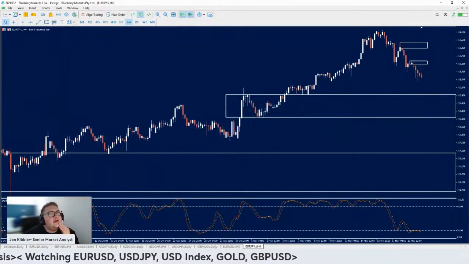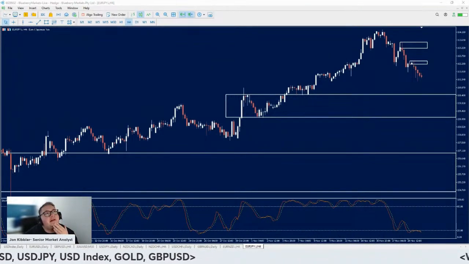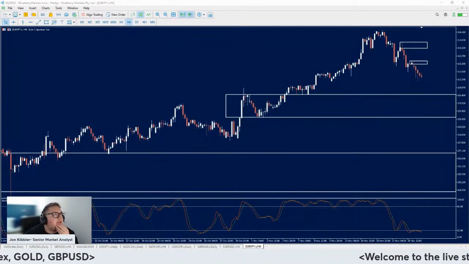Just keeping an eye on Kiwi CAD here. Come nearly back to the high. Starting to see a bit of a rejection again.